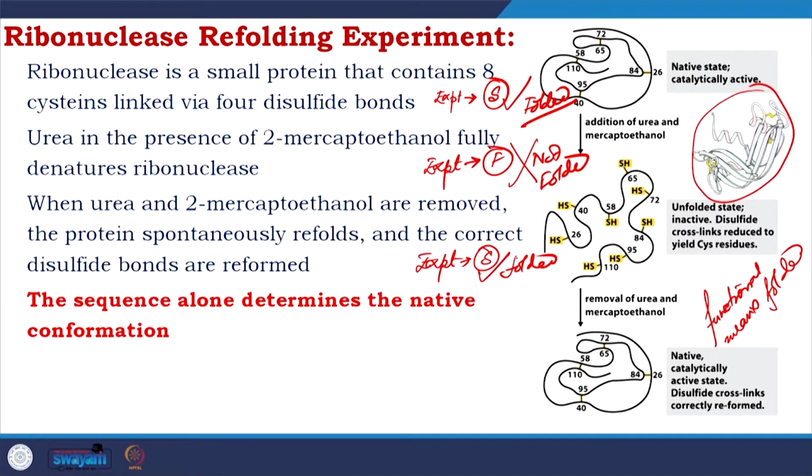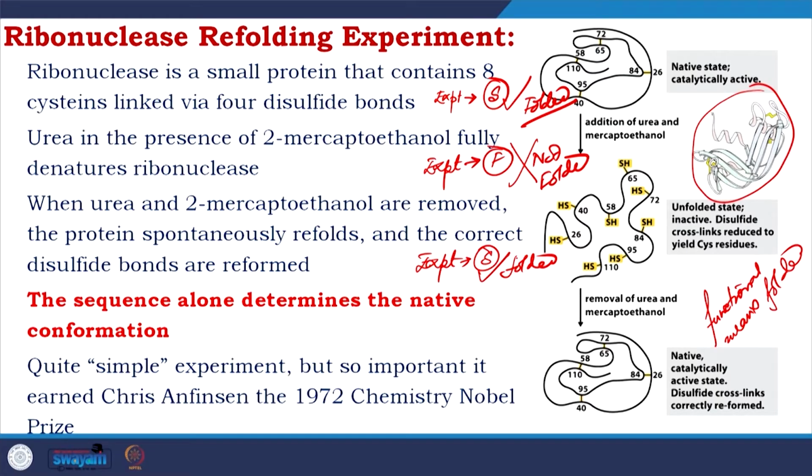Folded protein taken from biology, unfolded, and now it is folded. So, there was no biology there, it is the solution. So, the sequence alone determines the native conformation. What he is concluding is that the sequence remembers how to fold, you do not need to help with any biological factors. Without those biological factors the protein could be folded. It is a quite simple experiment, but it was so crucial that he was awarded the Nobel Prize.